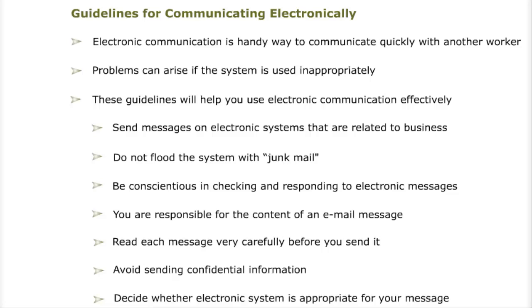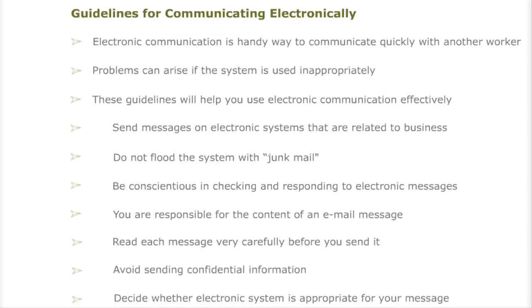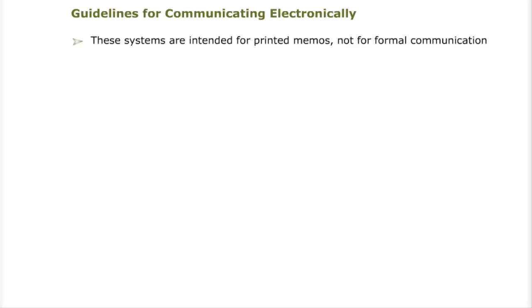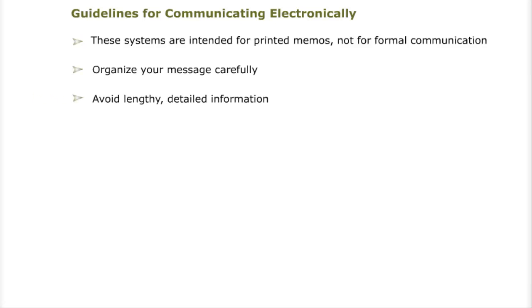Decide whether the electronic system is an appropriate channel for your message. These systems are intended for information typically sent through printed memos, not for formal communication such as performance appraisals or disciplinary action. Organize your message carefully, just as you would a traditionally prepared message. For example, describe the nature and purpose of an upcoming meeting before giving the specifics: date, place, time. Avoid lengthy, detailed information. Lengthy messages are likely to become distorted and thus cause costly delays and mistakes.